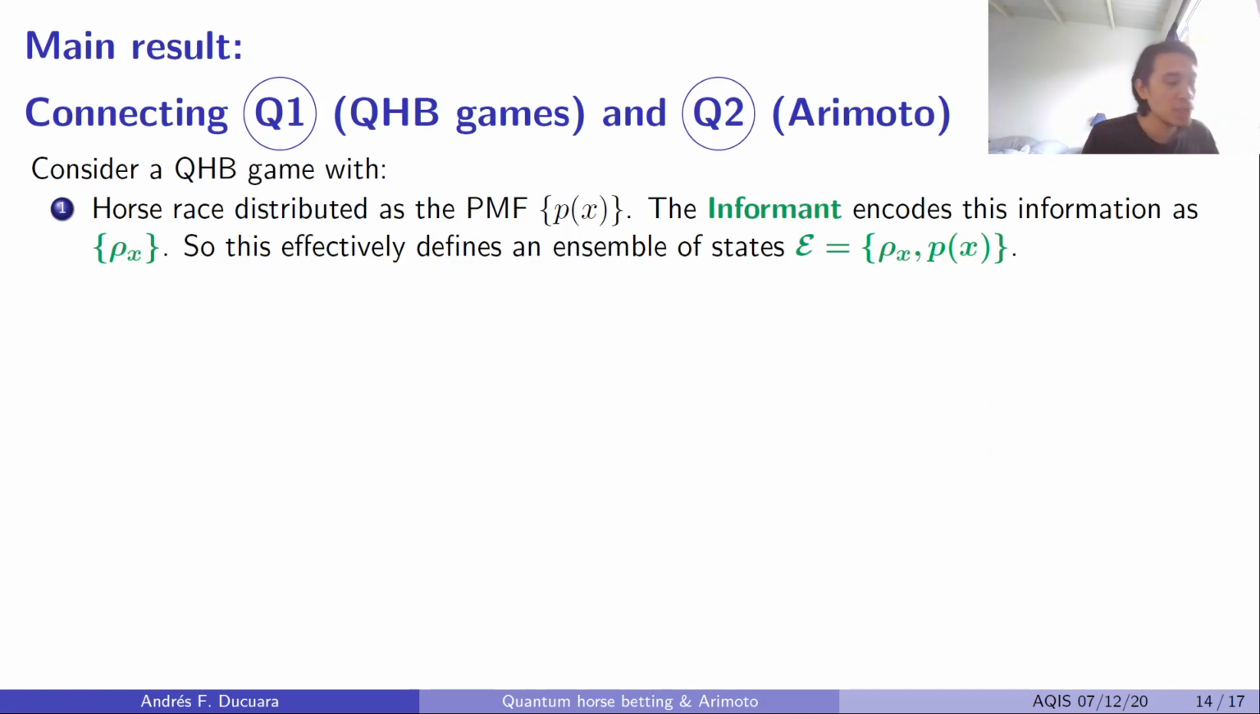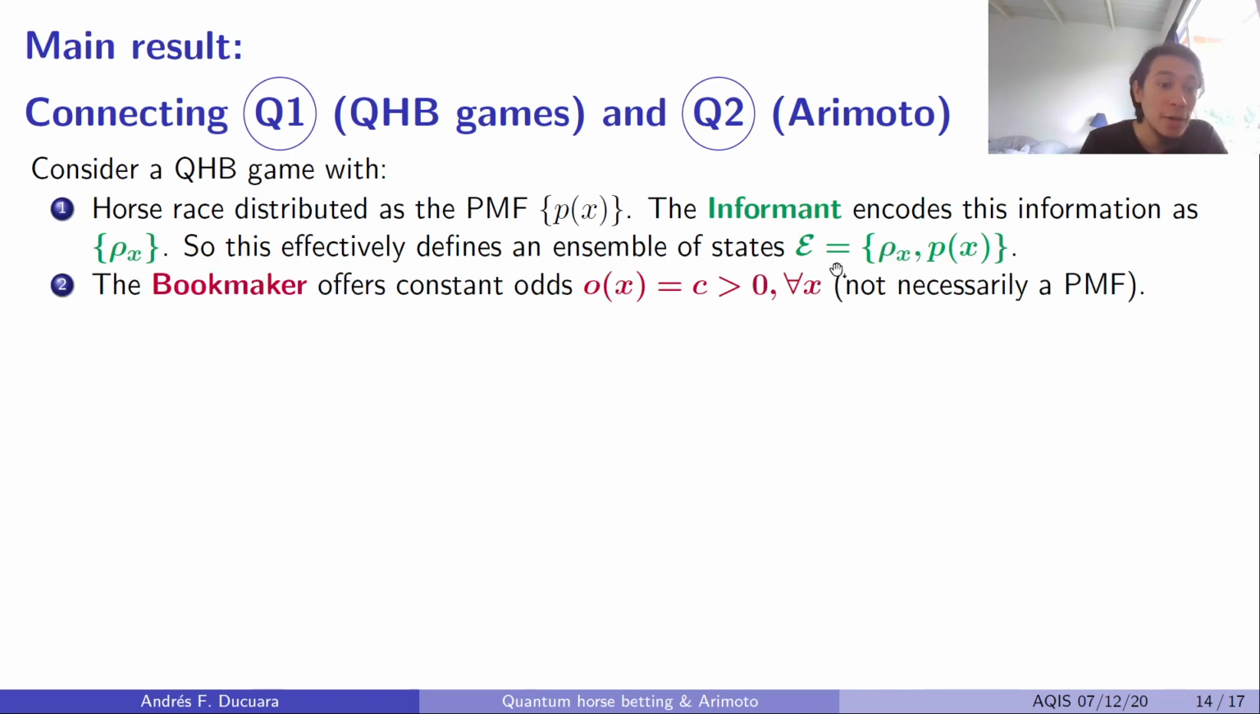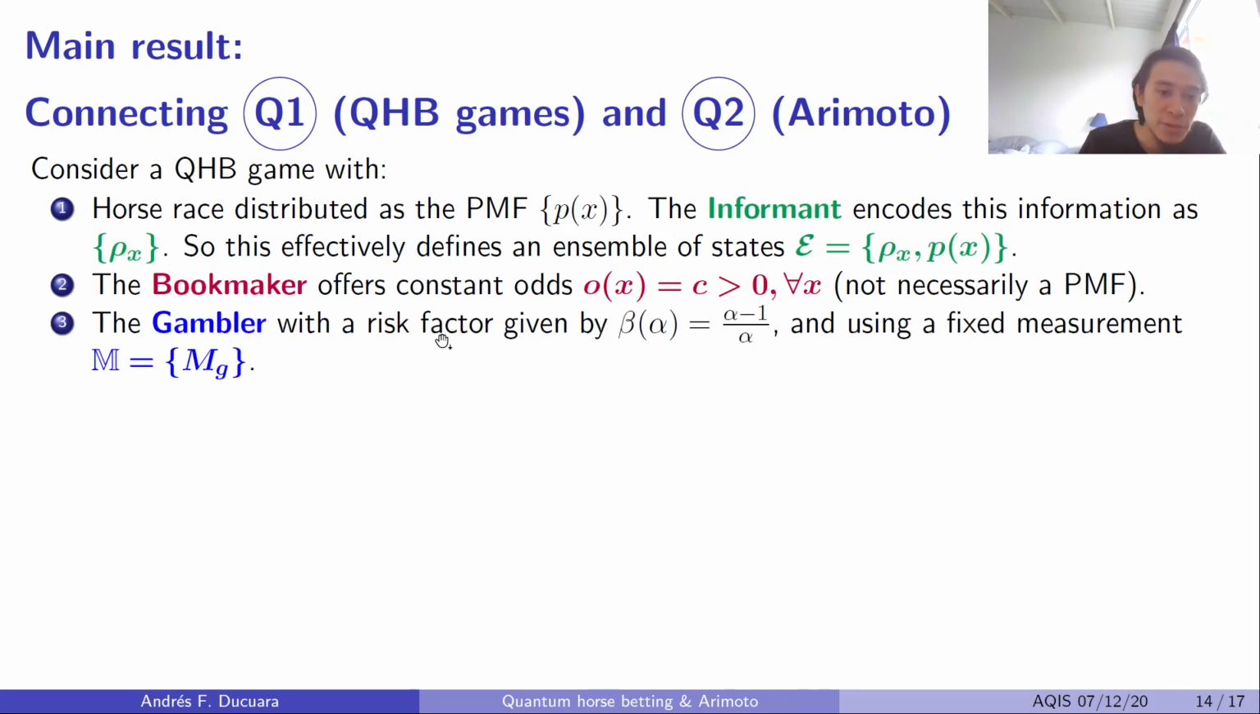Now, our main result, which is going to be connecting quantum horse betting games to Arimoto's measure of dependence, is given in the following form. Again, consider a horse race distributed according to P, an informant encoding this information as a set of states rho_X, and therefore defining an ensemble of states E. Now a bookmaker is going to be offering constant odds, which again is not necessarily a probability mass function, and the gambler is going to have a risk factor parameterized in this way, and it's going to be using a fixed measurement M.